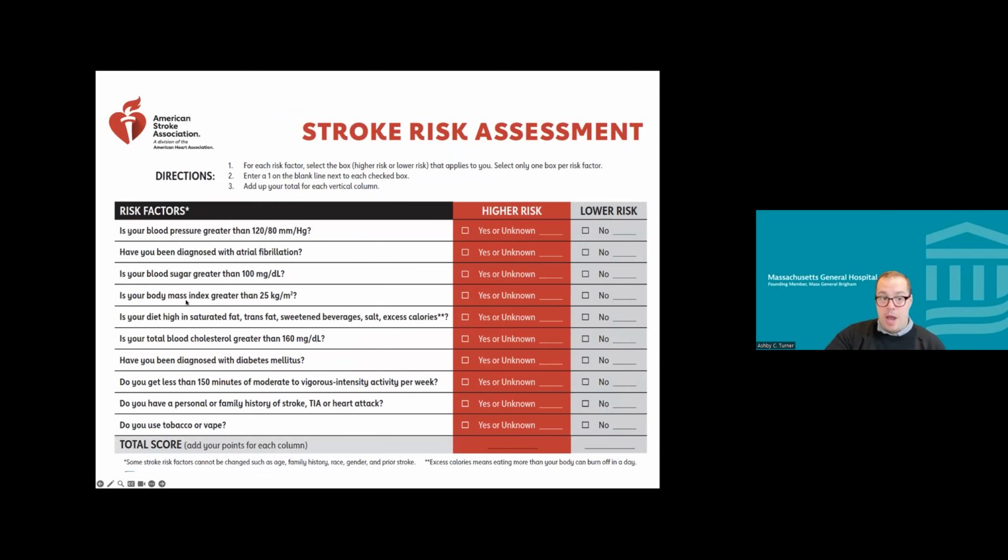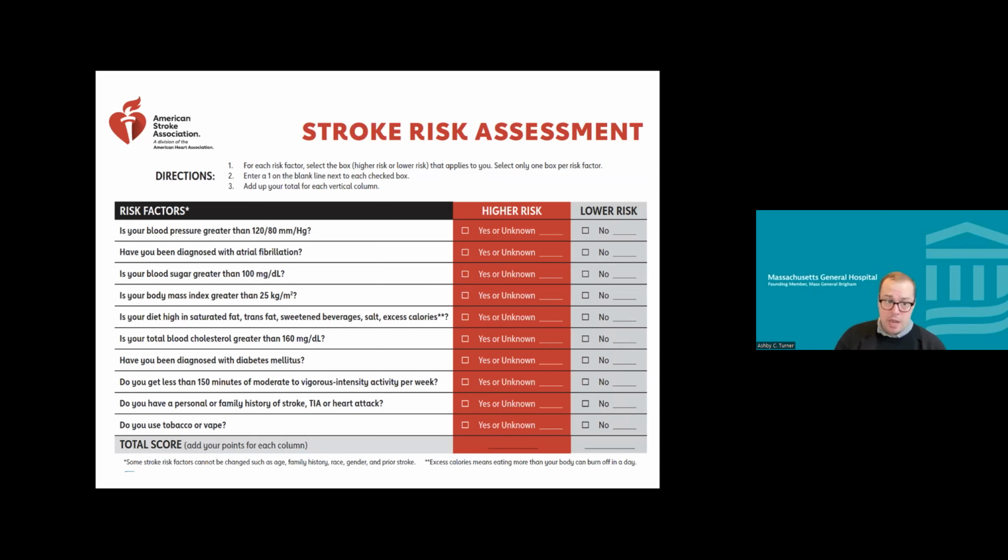Is your BMI or body mass index greater than 25? If not, then that is something to work towards. We mentioned the diet already, high in saturated trans fats, sweetened beverages, salt, excess calories, all contributing to targeting a healthy diet. A blood cholesterol, a total of greater than 150. And we'll often look at just the LDL, or focus mainly on the LDL or the bad cholesterol, wanting that to be less than 100, or more preferably less than 70.